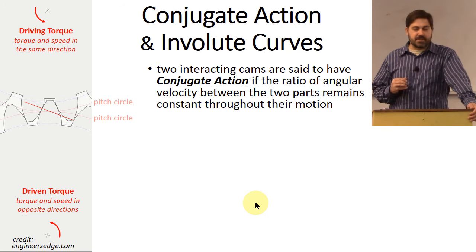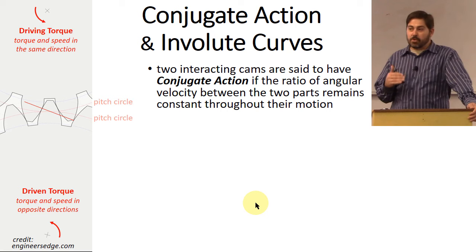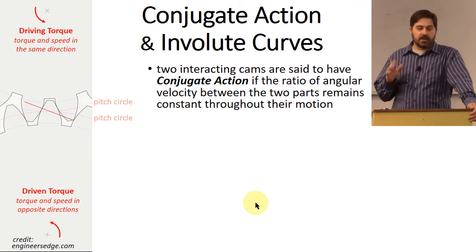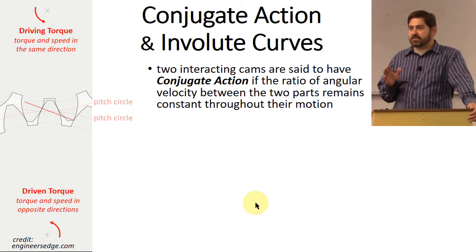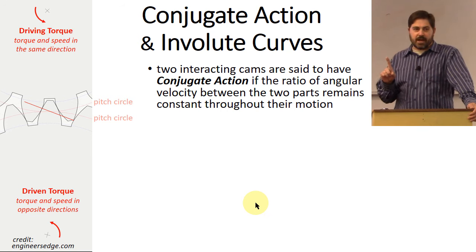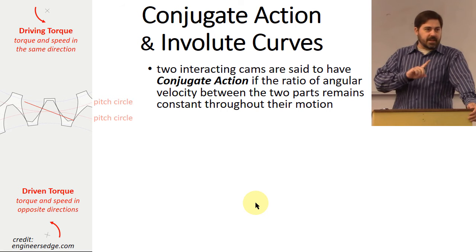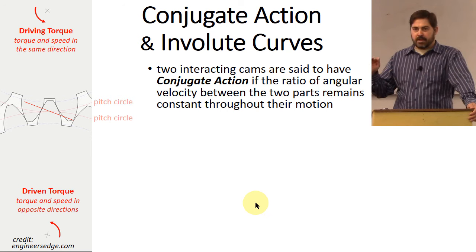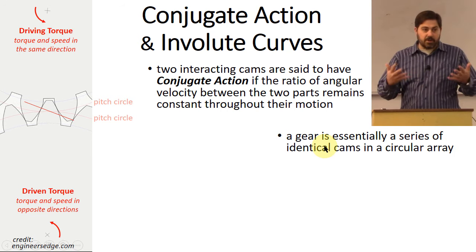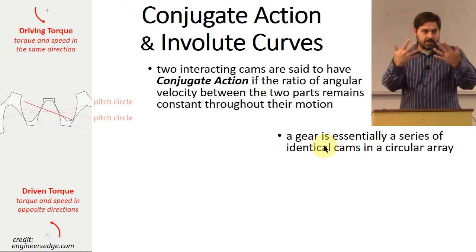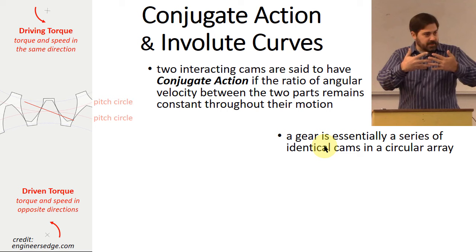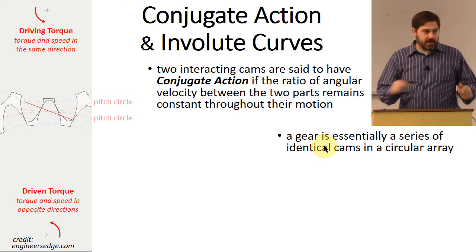One of the things mentioned in the textbook is that most gears are designed so that they obey a principle called conjugate action. Conjugate action basically says that as two cams go through their range of motion, the ratio of angular velocities between one of the bodies and the other maintains a constant value throughout the entire range of motion. Gears are elements that have a series of cams designed to interact with one another in the way I'm showing right here.